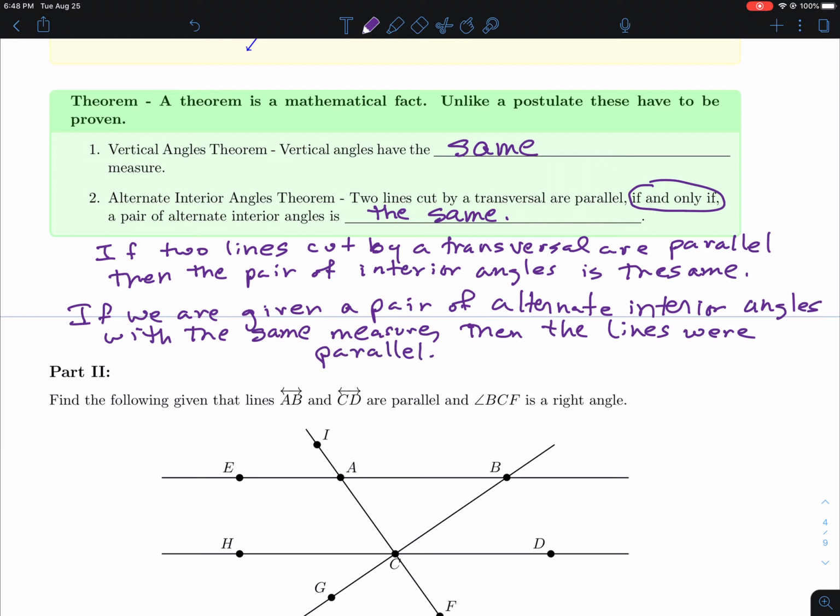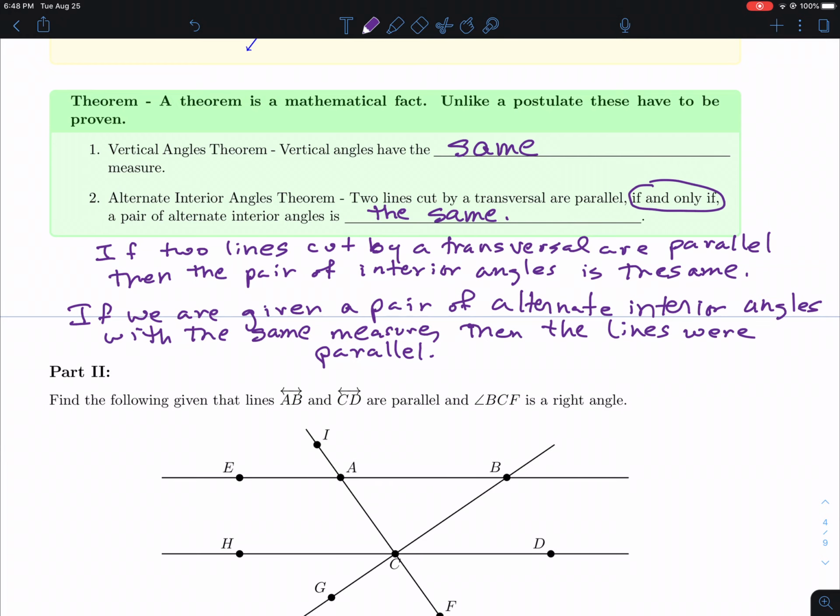So again, this allows us to work back and forth. If we're given that we have two parallel lines, we know our alternate interior angles are the same. If we know our alternate interior angles are the same, then that means our drawing had parallel lines. That's what that theorem tells us. So again, if you have any questions about that, let me know or anything.